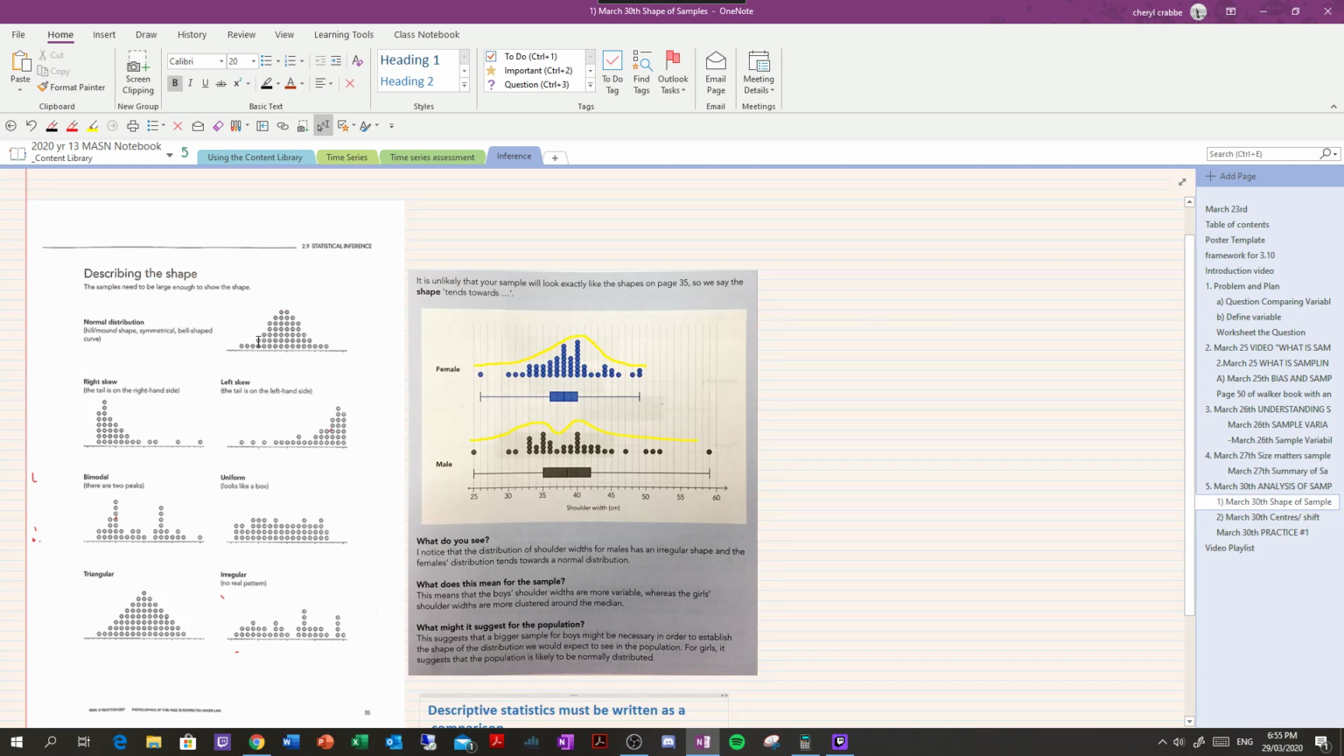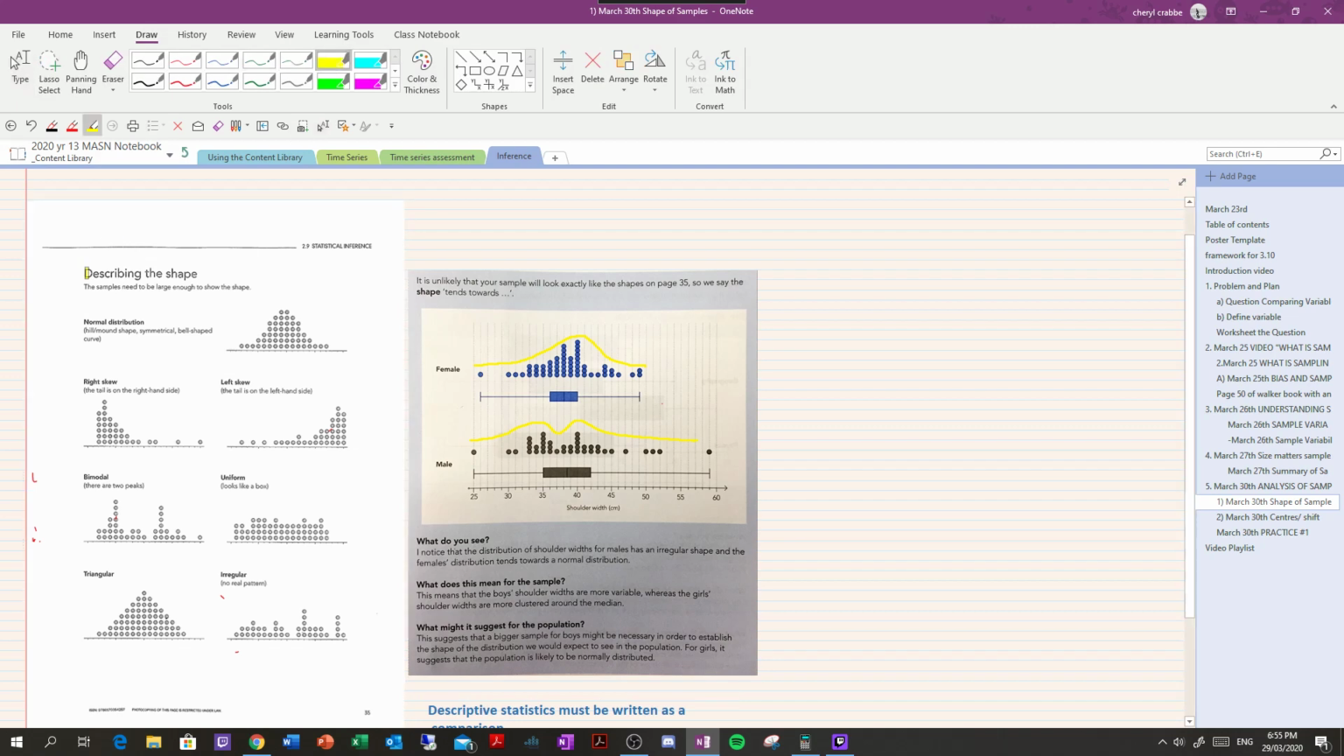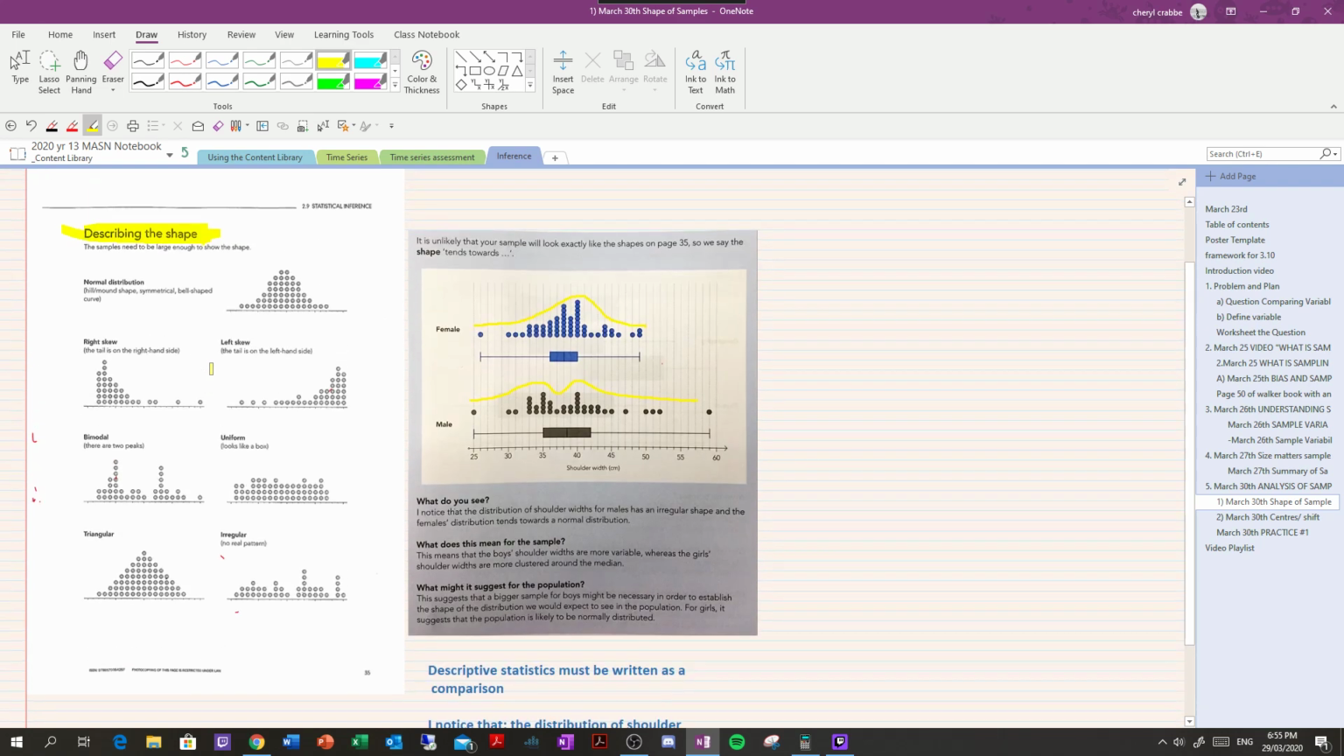So shape, don't spend a lot of time on this. This is pretty straightforward. I've given you a page here where you can just look at what we could use for helping us visually understand what we're looking at for shape. Shape's a bit difficult, but you've got normal distribution, which means it's quite symmetrical, and the data's pretty much clustered around the mean or the median. So you've got this mound, it's symmetrical, it's bell-shaped, and so on.